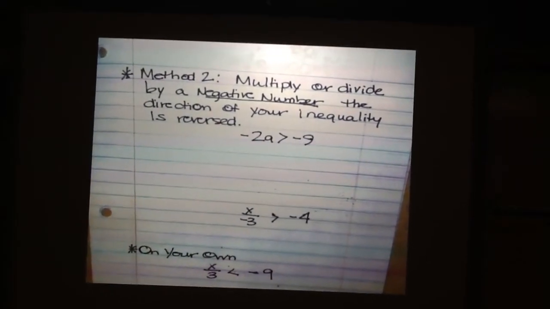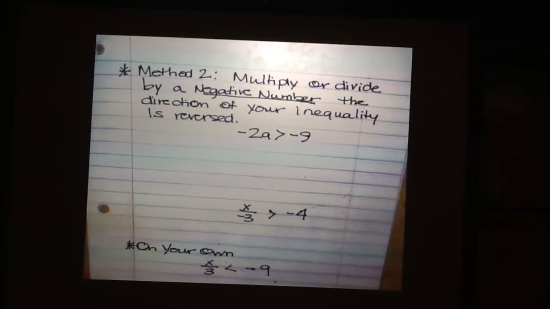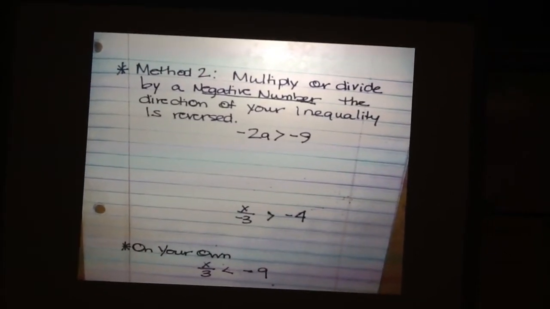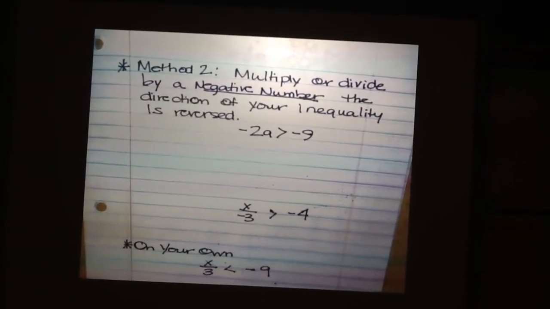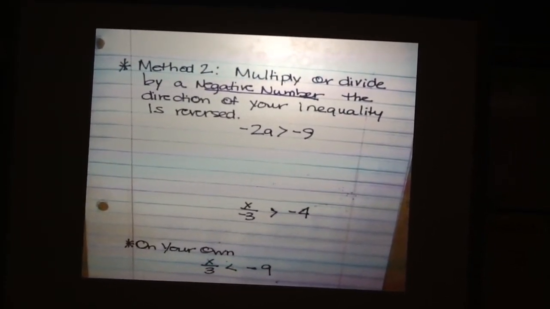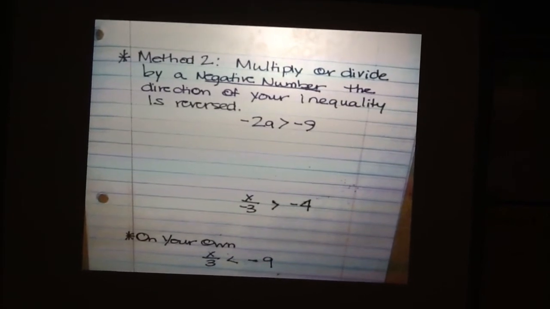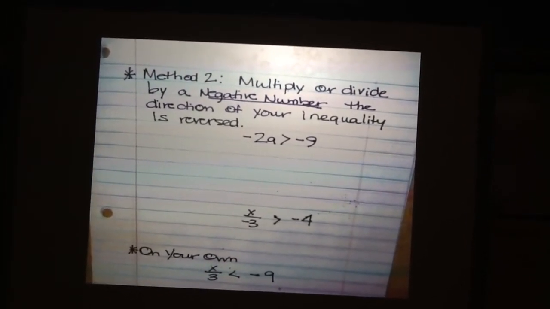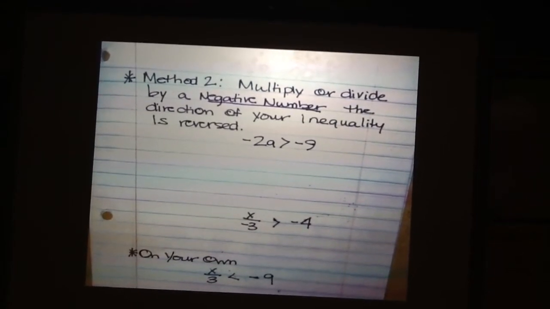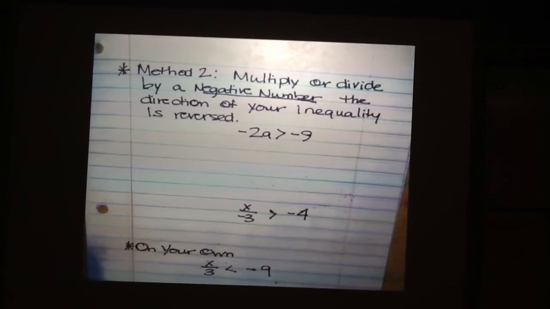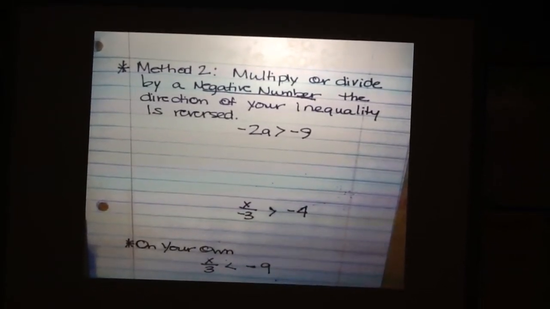this whole method down. Method 2: multiply or divide by a negative number. The direction of your inequality is reversed. Okay, if you need to stop the video to finish writing it down, go ahead. I'm going to go ahead and go to the examples now.